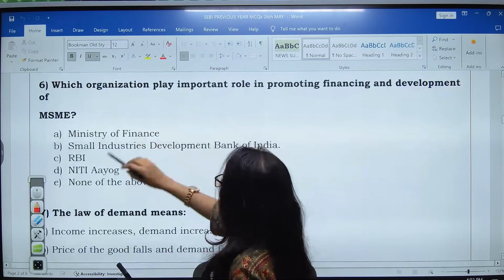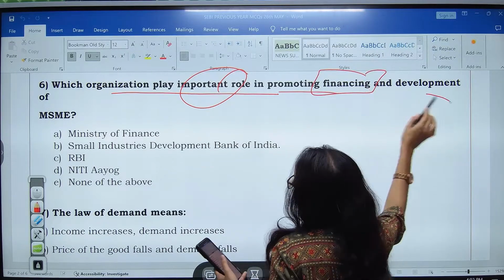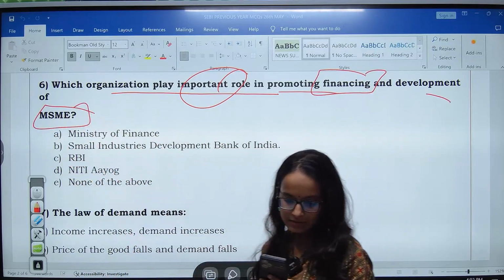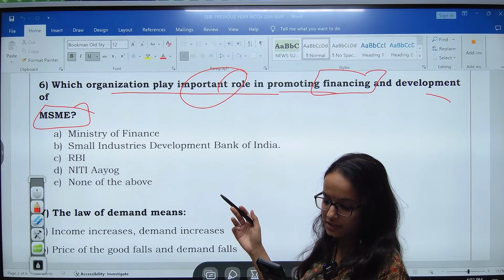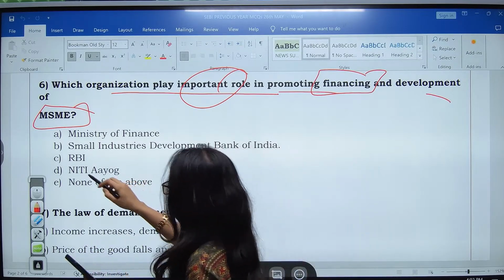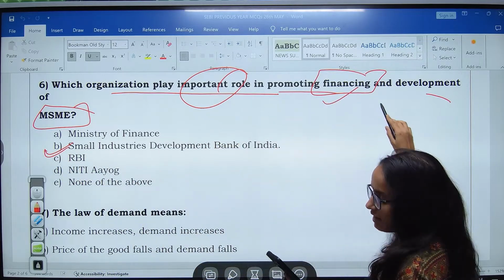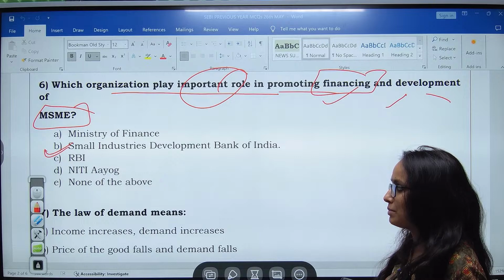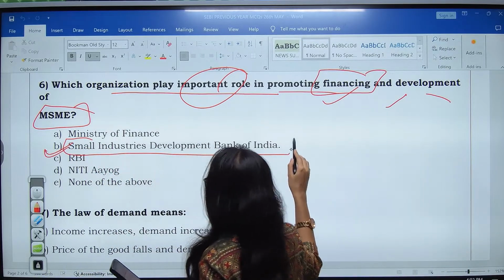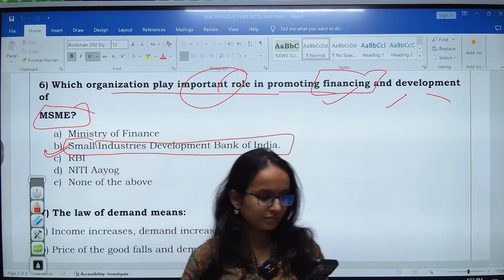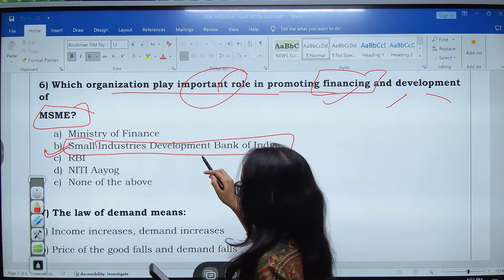Sixth question: which organization plays an important role in promoting financing and development of MSME? Yes. What is the answer? Yes, B. B is the right answer. MSME financing and development promotion primarily lies with your SIDBI, Small Industries Development Bank of India. Yes, this is your right answer.